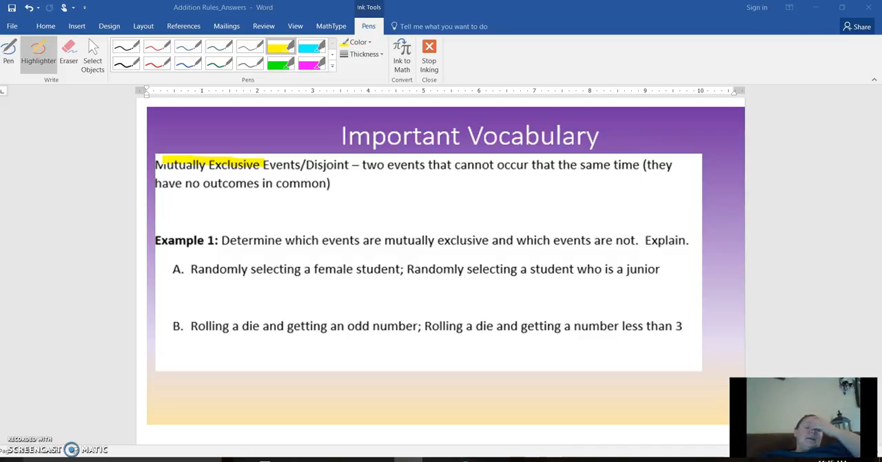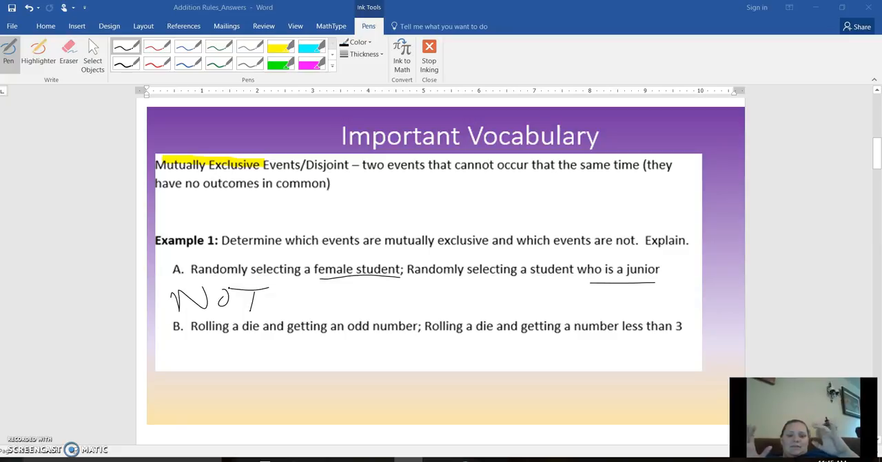All right, so for these two right here, all I want us to do is just figure out if it's mutually exclusive or if it's not, and then we'll kind of explain why. So at the same time, can we select a female student and a student who is a junior? And we can, like we can get a junior that's a female. And so this is not mutually exclusive because these two things can happen.